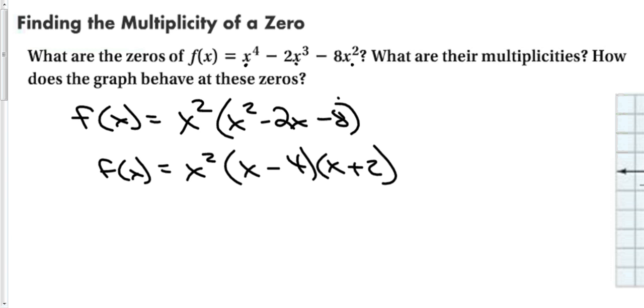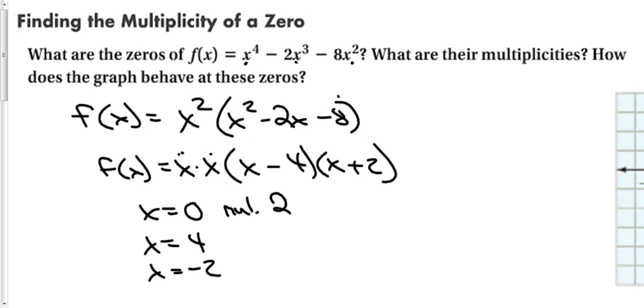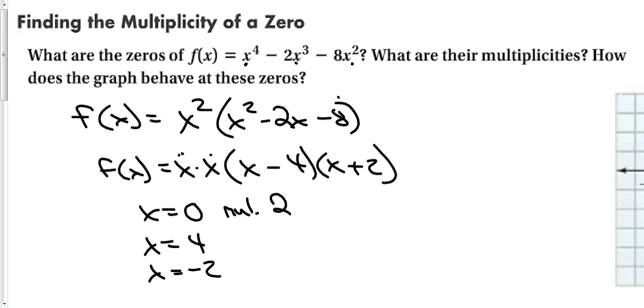And I can think of x squared as x times x, okay? Which tells me that the zeros of the function are x equals 0 for both of these. So that 0 has a multiplicity of 2. Okay? Next, x is equal to 4, and x is equal to negative 2. So this tells me that my graph will cross the x-axis at both of these points, at 4 and at negative 2. But something special happens at 0.